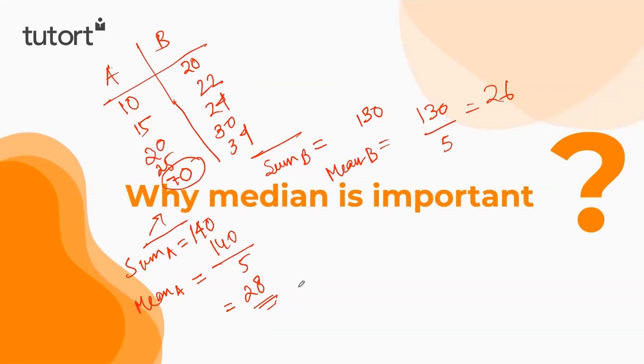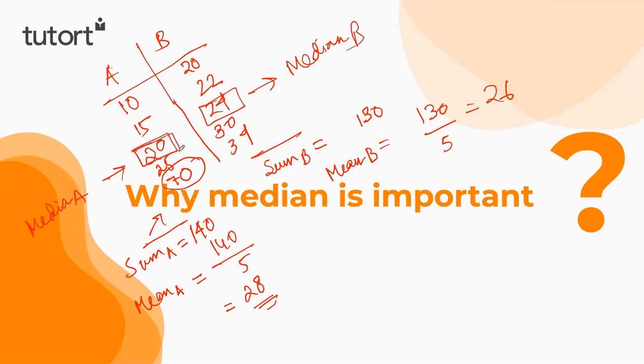Even if it is extreme, it considers it, okay? But median doesn't consider all the data points. It considers only the middle value. So here the median will be 20, okay? And here in group B, the median will be 24.